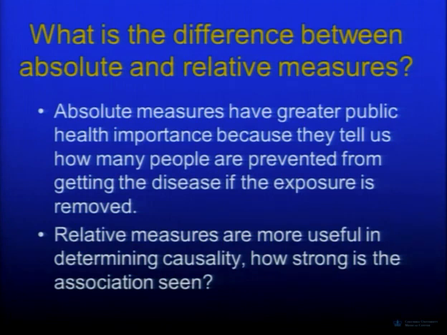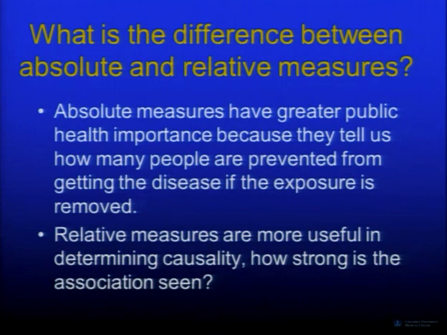You have absolute measures, and those would be the incidence rates, like that table I showed you for coronary heart disease. The part on the top was the absolute measures, and they have public health importance because they tell us how many people are prevented from getting the disease if the exposure is removed. If you take away high blood pressure by giving people pills, or if you lower cholesterol through the guidelines, whether they're right or not, what happens to the rates of disease?